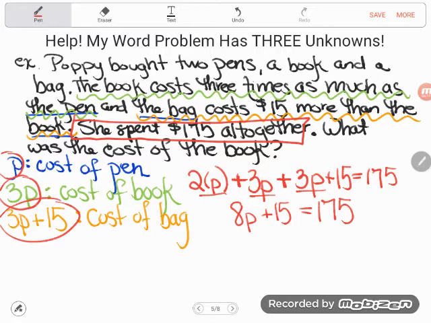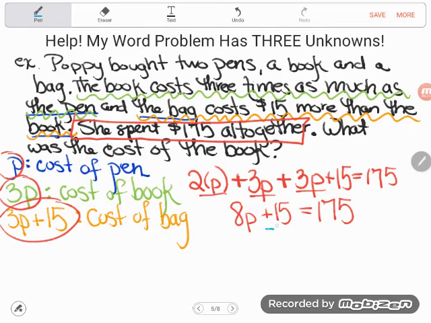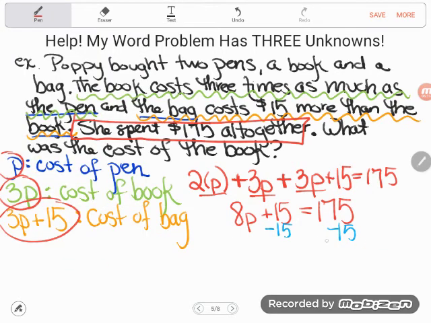It's time to start solving, working to get that letter alone. Remember, when you're solving, you work the order of operations backwards. So I'm going to move anything adding or subtracting first. I take away that term of 15 by subtracting 15 from both sides. Adding 15 and subtracting 15 are opposites. They cancel. I get 8P is equal to, and 175 minus 15, I believe, gives me 160.